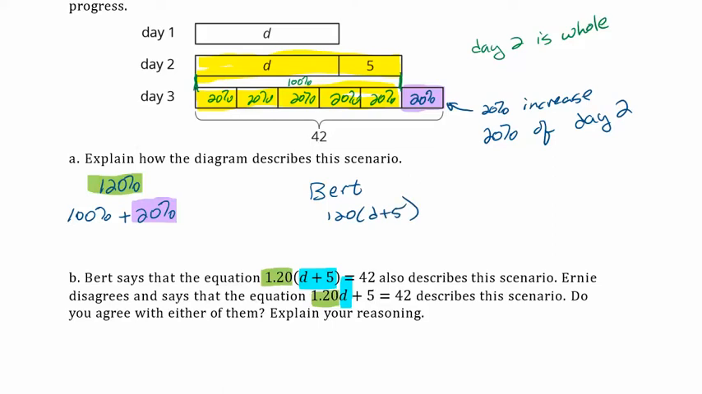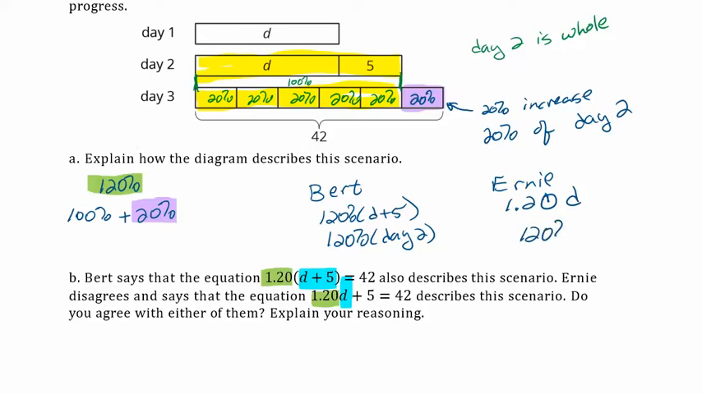Well, what is d plus 5? What does it represent? d plus 5 represents day 2. Put my percent in there. So Bert is taking 120% of day 2. Ernie is doing 1.20 times d in his equation, which is 120% times d. And what does d represent? d represents the amount walked on day 1. So are we supposed to be increasing by 20% of day 1 or 20% of day 2?